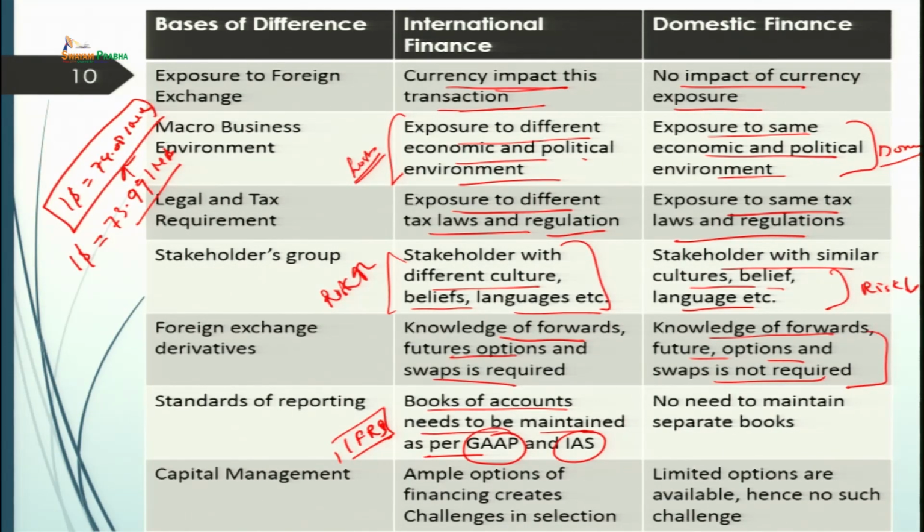So as far as international finance is concerned, there are various accounting options. So you need to take care and have a fair knowledge. You should have CAs and CSs of different countries and legal advisors of different countries to help you understand how you are actually going to make it possible. Capital management: ample options of financing create challenges in selection, whereas with limited options available, there are not so many challenges. So capital management is also going to be a little tedious, and for the flow of capital there are various options in the international financial market. However, it is not so in domestic finance, so there are comparatively fewer challenges there.